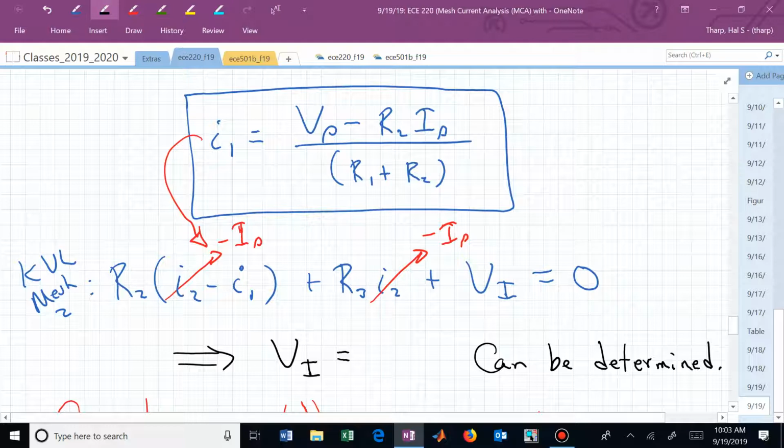But initially, we would just have to label it as an unknown voltage, an unknown variable, V sub I. It's going to be whatever it's going to be based on that current source delivering or supplying I sub s amps going up.